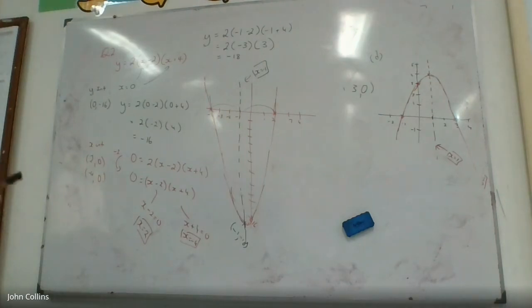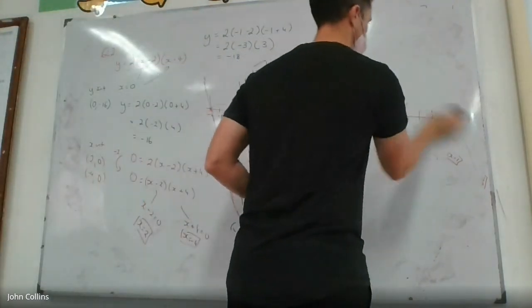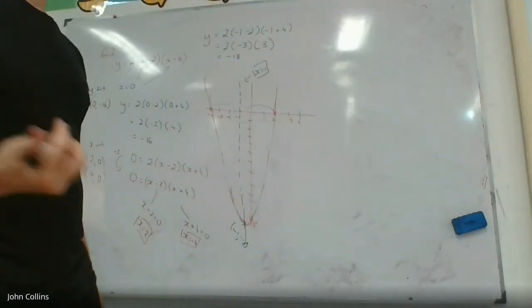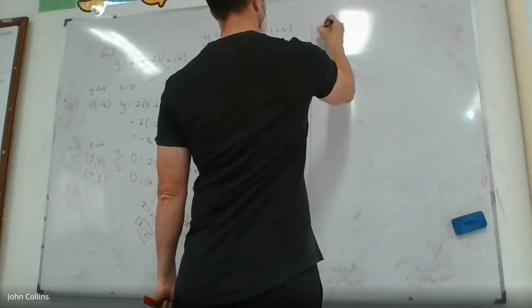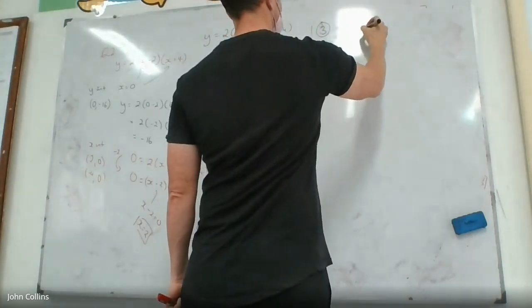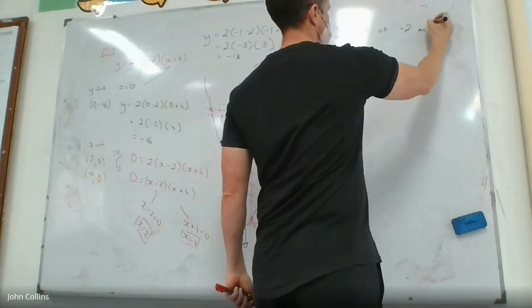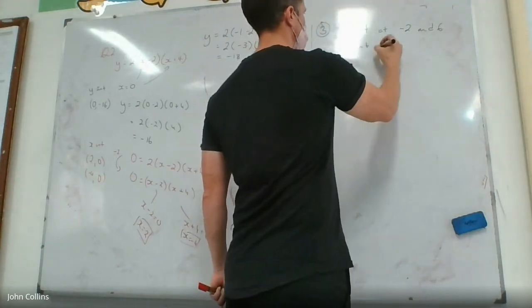That's question 2, and question 3 didn't give us very much information. Sketch the graph given x. So this is question 3. We have x-intercepts at minus 2 and 6, and a y-intercept at 2.